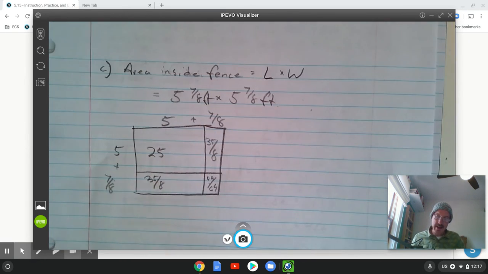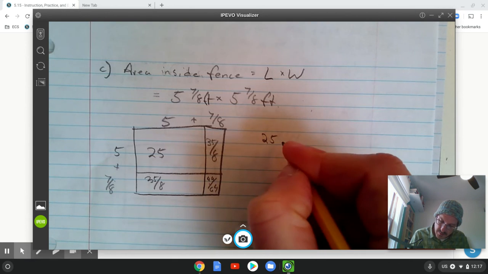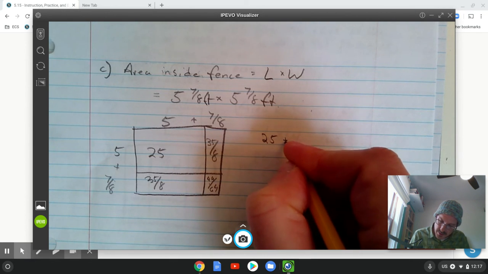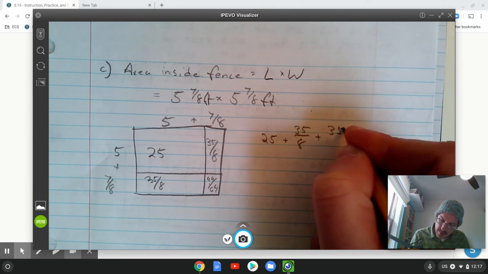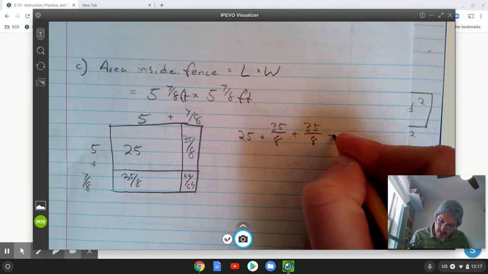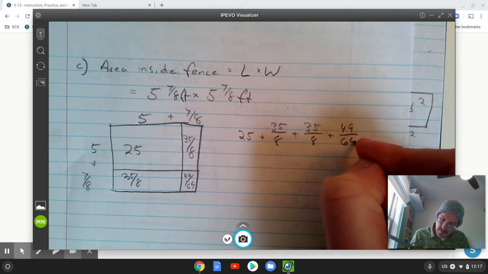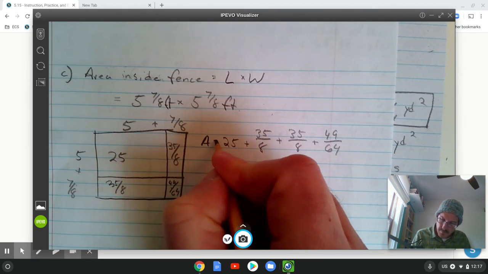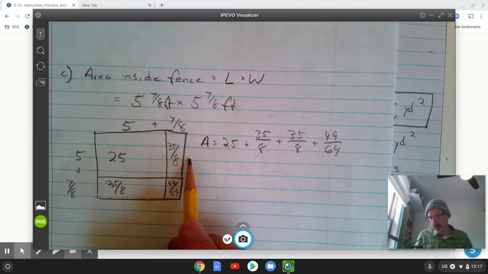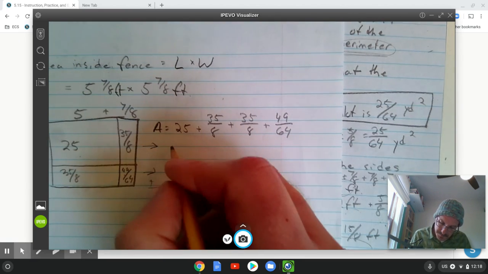All right, so we need to add all of that up. So 25 plus 35/8 plus 35/8 plus 49/64. And that's all in feet. I could have added this across and this across and then added them up down here too. That's how I've done it sometimes, but okay.